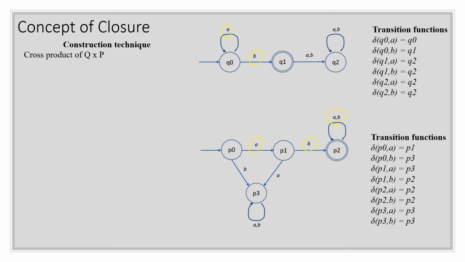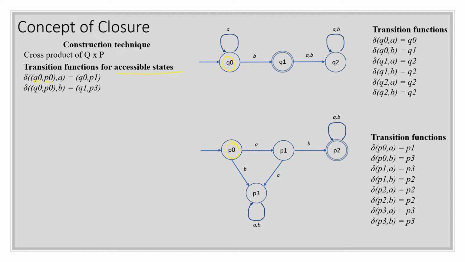do the cross product. When you're doing the cross product, you don't want to deal with all of the states. You only want to deal with the accessible states. So there are some states that you're never going to get to, so there isn't any reason to consider those in the cross product DFA. So you start with your first state, Q0, P0.